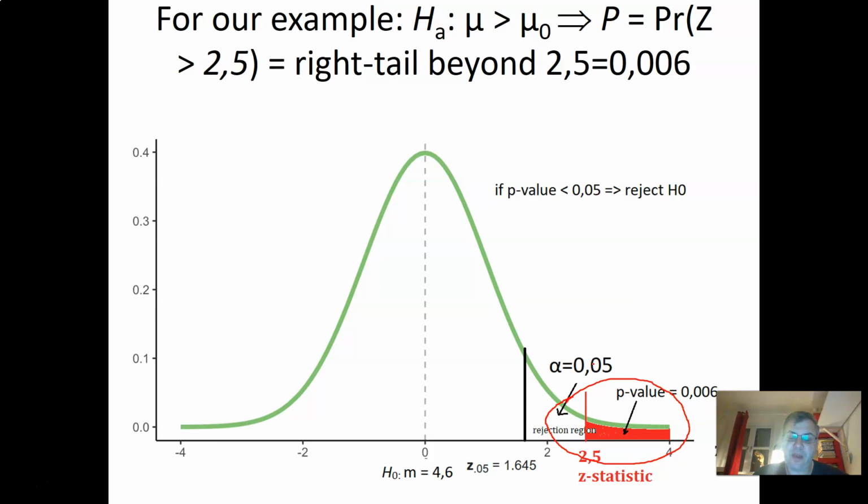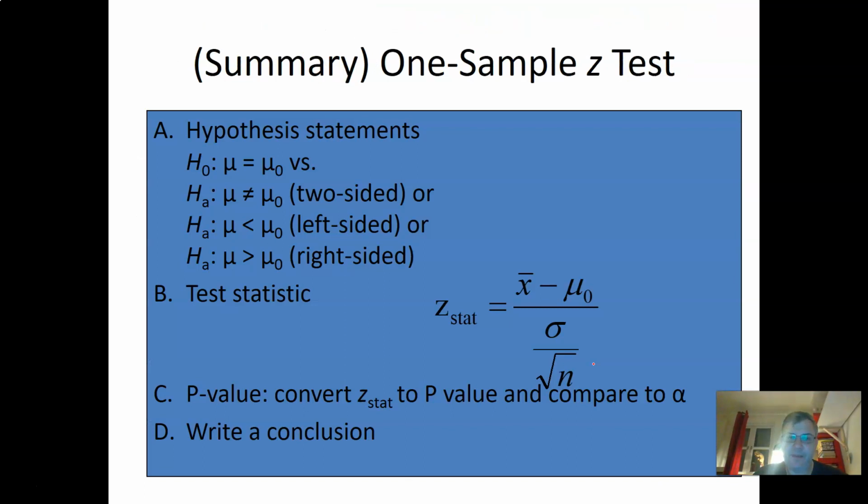So the waiting time in line actually has increased since the last months. So, summary on one sample z-test. You state your hypothesis, then you calculate a z-statistic if it's a z-test, and convert it to a p-value, and then write a conclusion. The part that you have to focus on, of course, is stating the hypothesis and writing the right conclusion. Calculating the statistic and the p-value is actually done automatically by software.